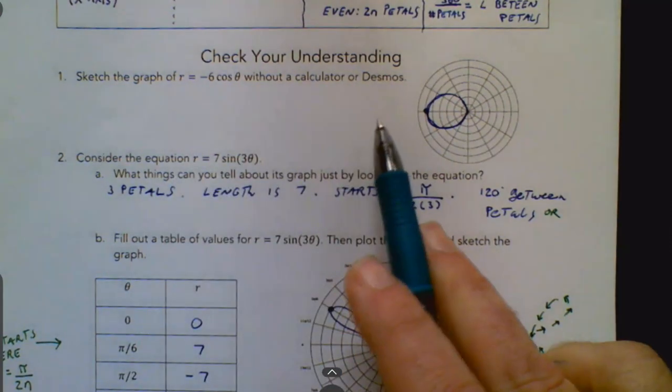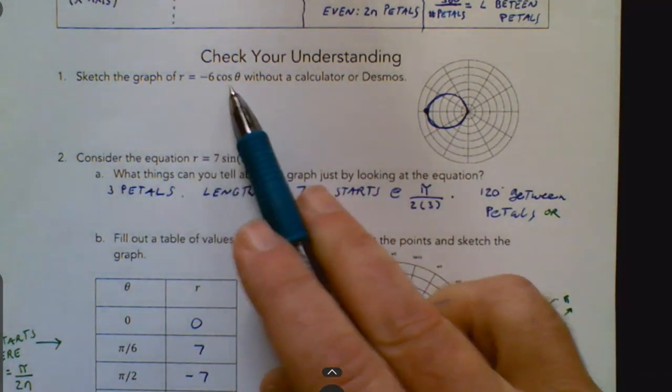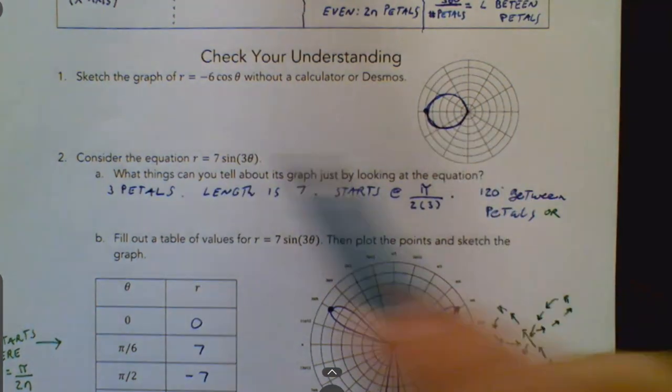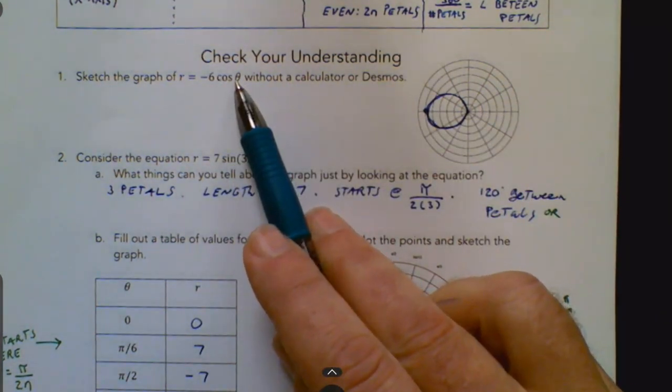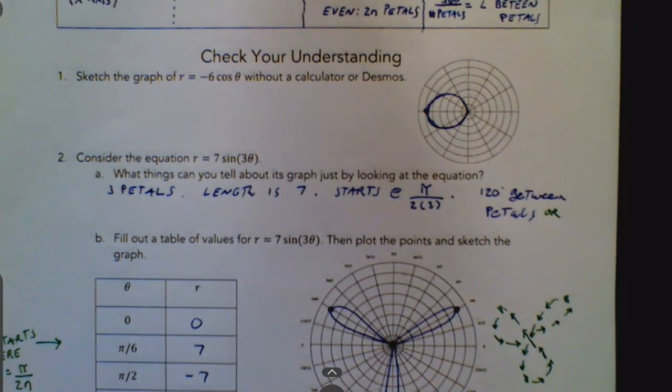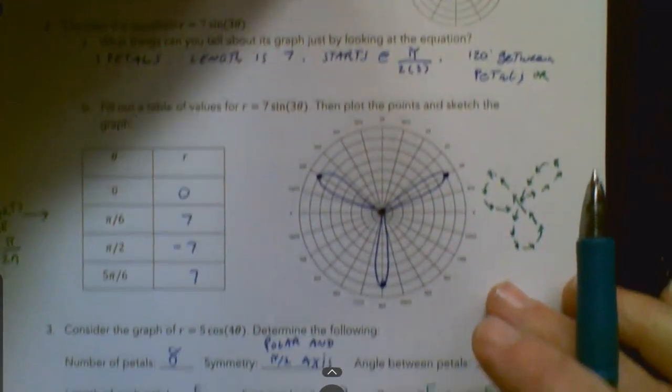So this was just a sketch of the graph, like a practice. Remember, if it's a negative cosine, I know it's going to the left. There's no number here, so I know it's a circle, not a rose. So that's where we're getting this one. I do want to show you 2b.